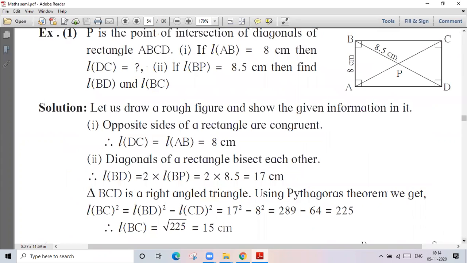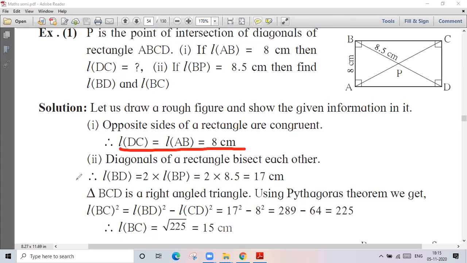Earlier, you also have to use the Pythagoras theorem here. Look, what is here? Question is what? P is the point of intersection of the diagonals, and we have given the lengths. AB is 8 centimeter, BP is 8.5 centimeter. We have to find out DC, BD, and BC. Problem number one: opposite sides of a rectangle are congruent. Therefore, AB is equal to DC is equal to 8 centimeter.